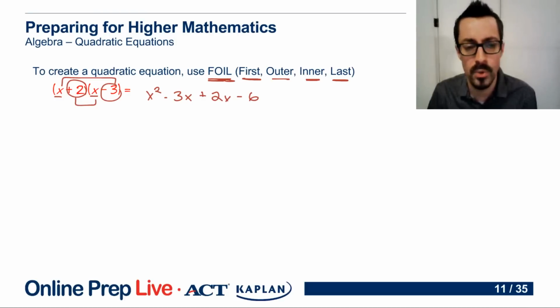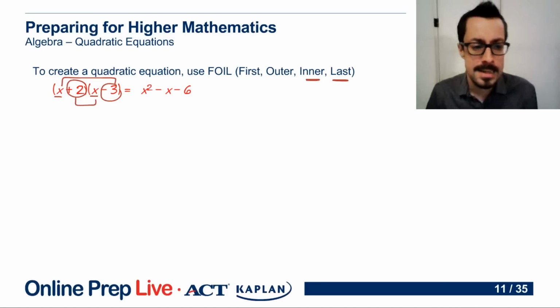And then once you're at this point, well, you just combine your like terms right here. In the center, you always have those like terms. And so we have negative 3x plus 2x would just give us negative x. You could also think of it as 2x minus 3x. So let me back that up, and it would look like this. Nice, easy peasy.